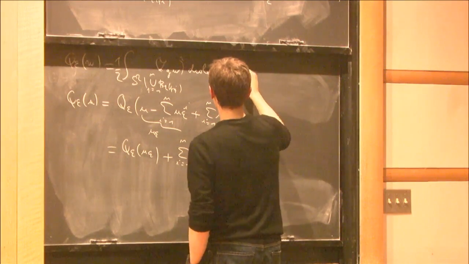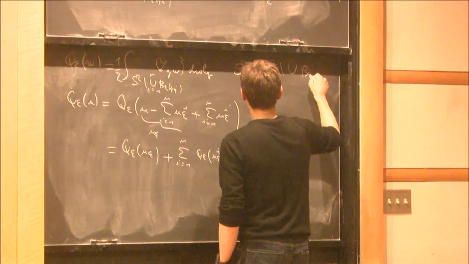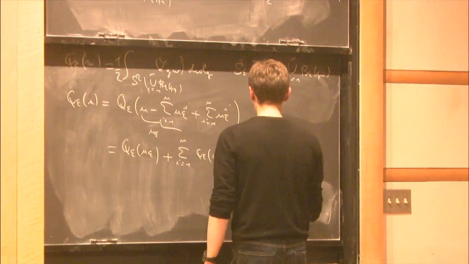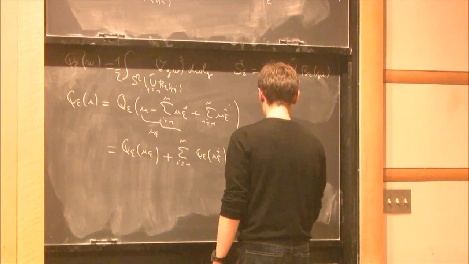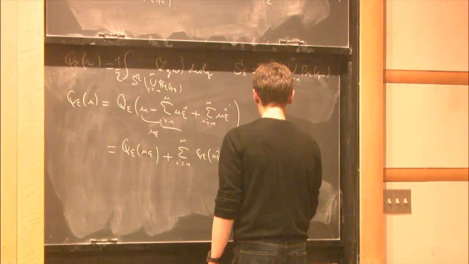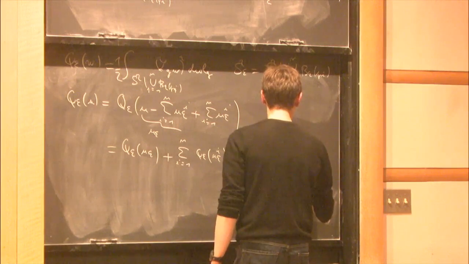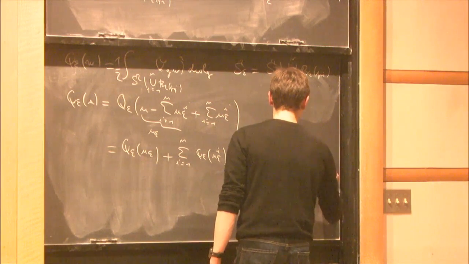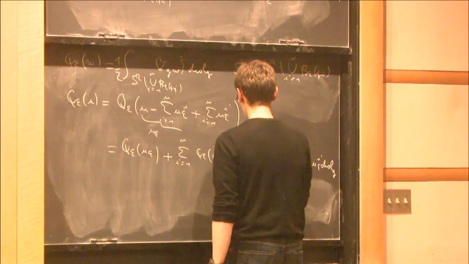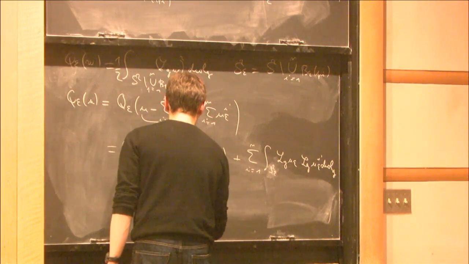I define it to be u_epsilon plus the sum of this term. Let me also define S2_epsilon to be S2 minus these little disks. If you expand this, you have Q_epsilon of u_epsilon plus the sum from i equal 1 to n of Q_epsilon of u_epsilon^i, plus cross terms: the integral on S2_epsilon of L_g u_epsilon L_g u_epsilon^i, plus the sum for i different than j.